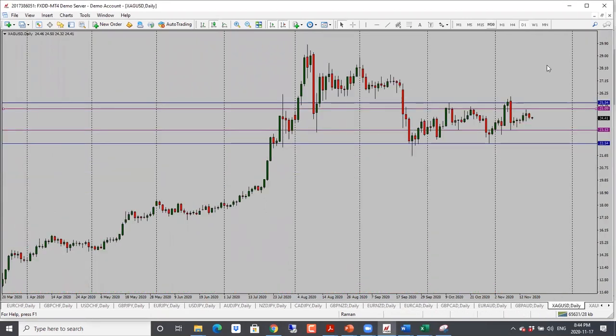Looking at our commodities here, silver, as we can see, price is struggling here. Couldn't go through the resistance, and now I'm looking for a move back down towards 23.50. So neutral bias here for silver.